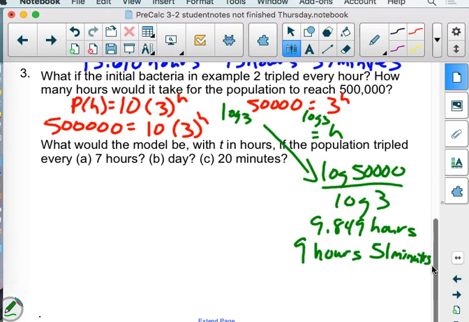Again, we could round that off with a sentence. The last part says, what would the model be with T in hours if the population was tripling instead every 7 hours? Interesting. So this means we have to think about our time period a little bit more. So P of H equals, still starts with 10, and they're talking about the last one, so it's still a 3 here, but what are we going to have to do if that changes to every 7 hours? Divide by 7. Yeah, we'll have to do H over 7.